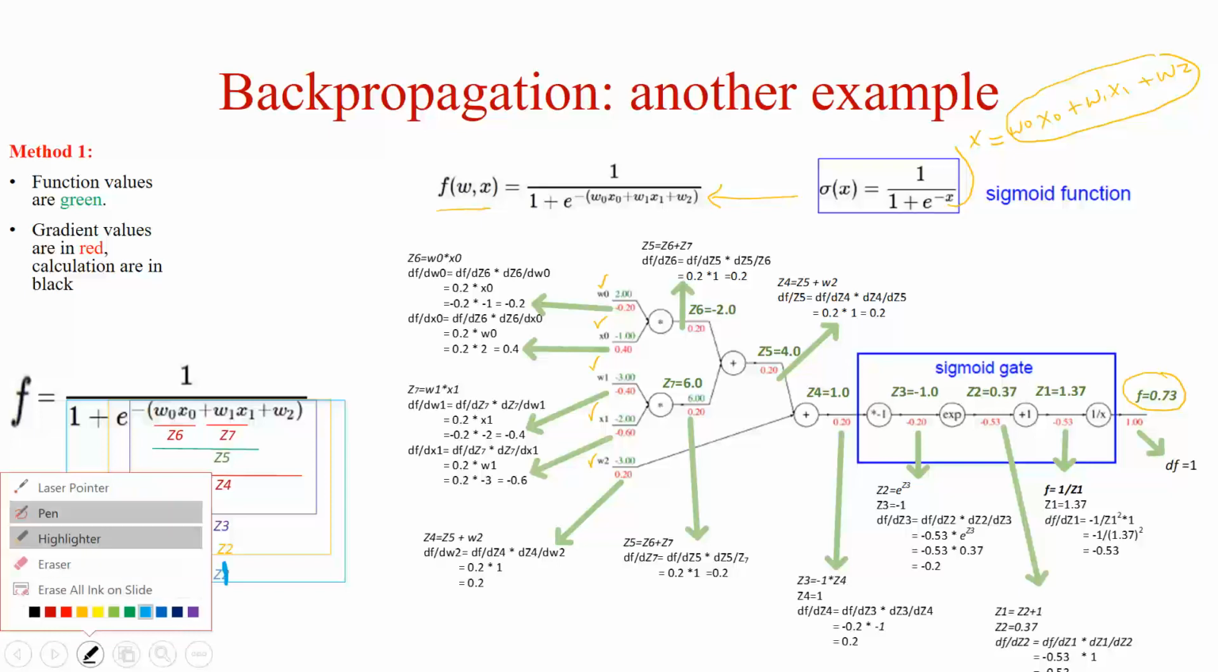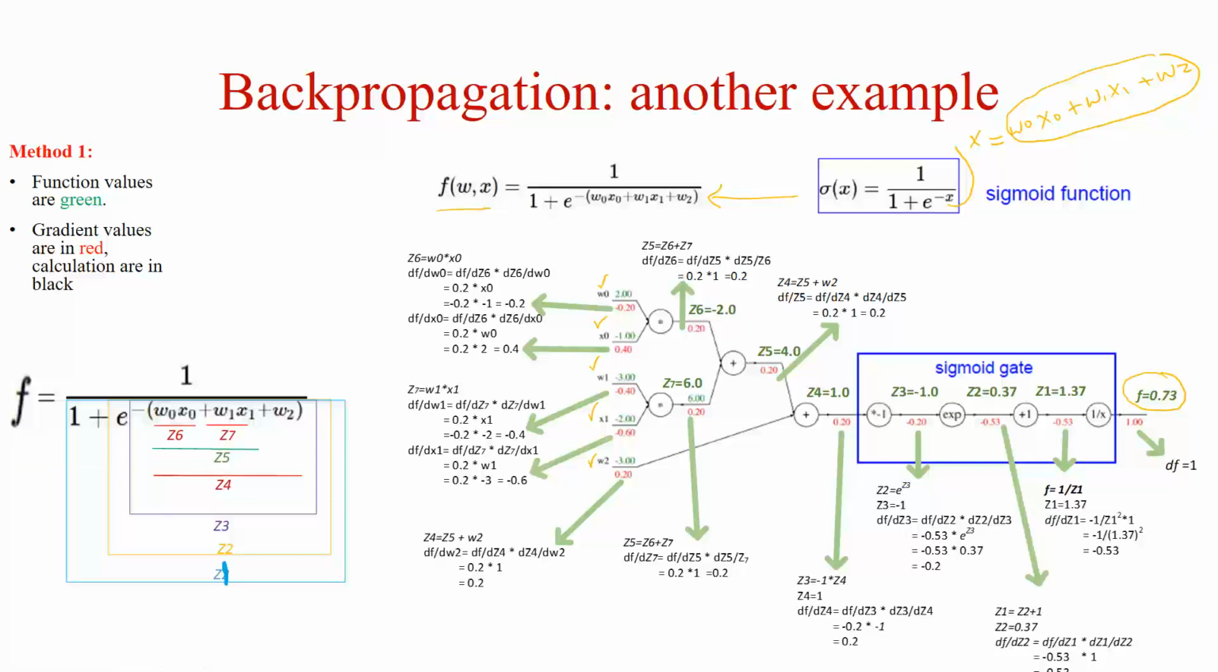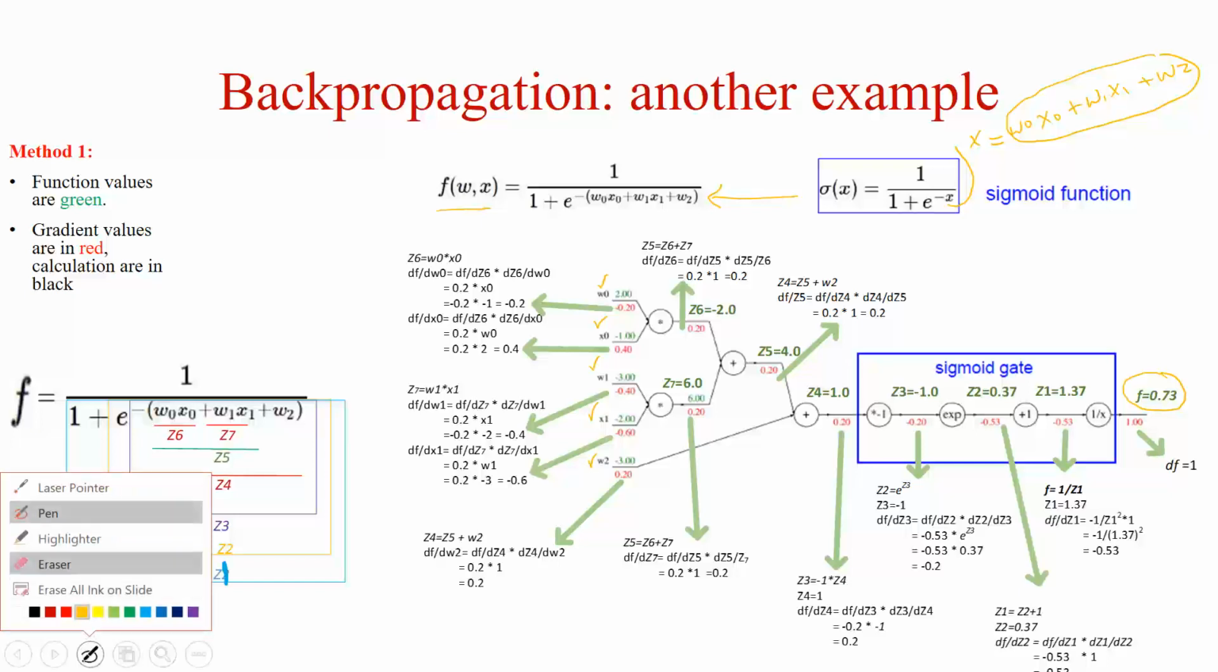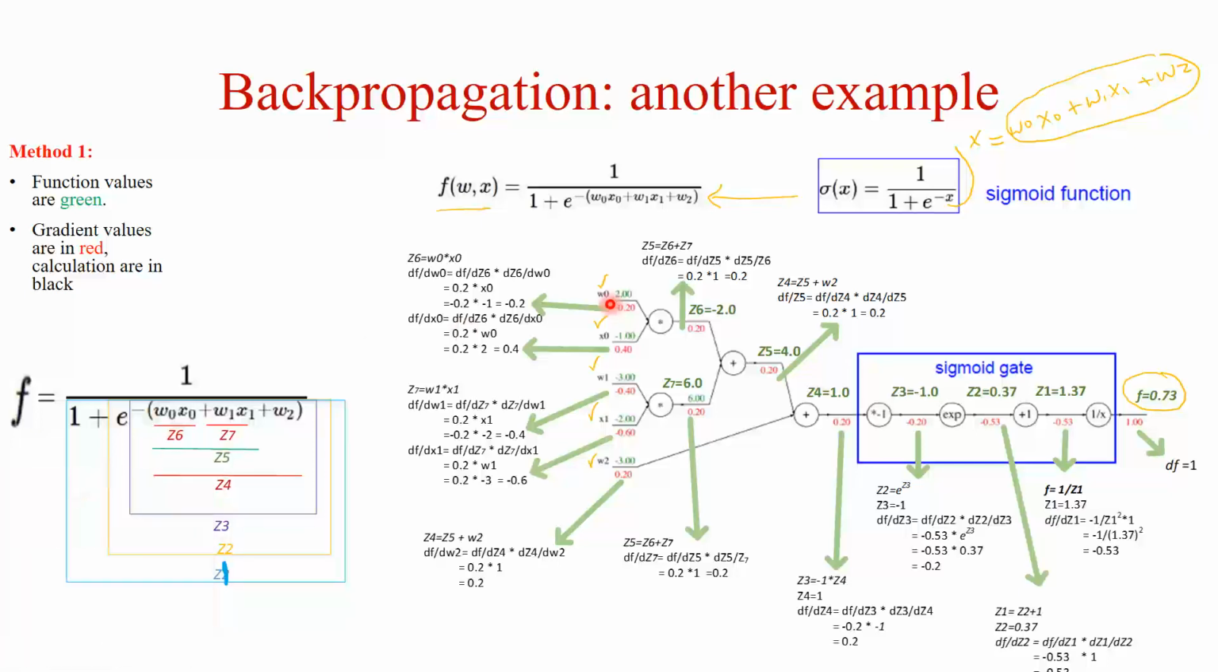All right. Now, I'm assuming I have these values for the w's. The initial values and the results of the forward pass are in green. The results of the back propagation are in red. So initially, w0 equals 2, x0 equals minus 1, w1 equals minus 3, x1 equals minus 2, w2 equals minus 3. Then I perform the operation. I multiply w0 by x0, and I get here z6.